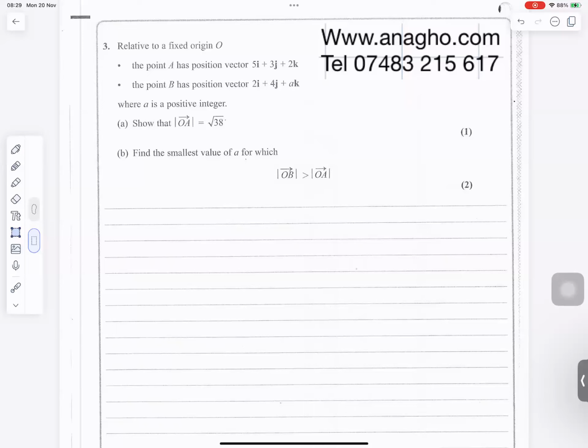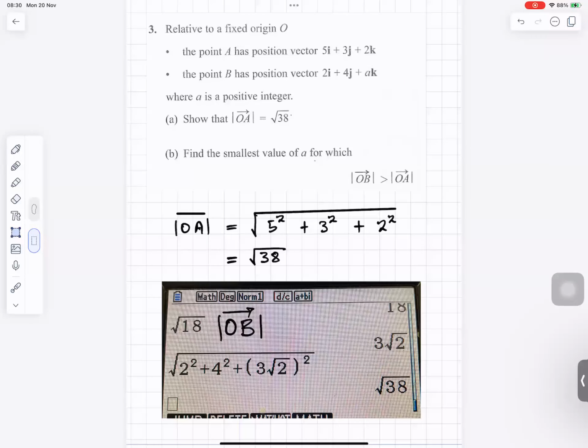Question number 3, you can press pause and have a go at it. When you finish, you can come and check your answer. For question number 3, relative to a fixed origin O, the point A has vector and B has that vector. Show that the magnitude of OA is square root of 38.